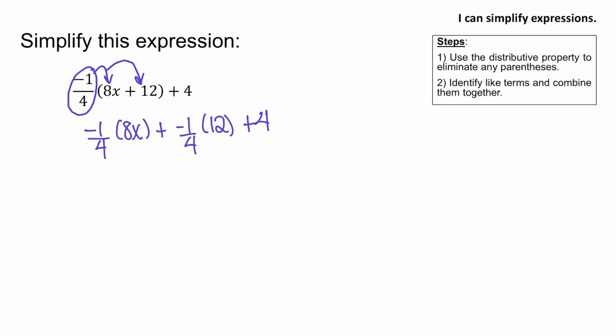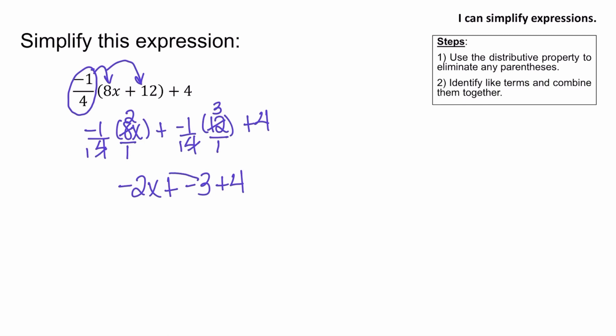Remember our rules of multiplying fractions. I'm going to turn these whole numbers into fractions by putting them over 1. And then I'm going to cancel my common factors. So 4 will go into 8 2 times. And then 4 will go into 12 3 times. So when I multiply everything out, I have a negative 1 and a 2 and an x. So negative 2x plus negative 1 times 3. So that's negative 3. And then I have plus 4.